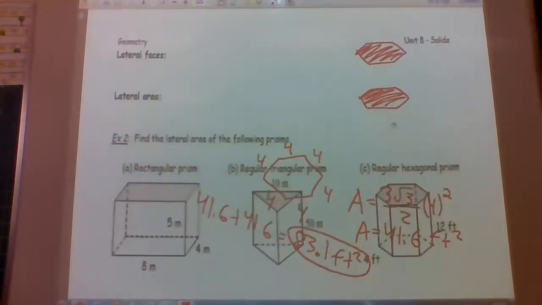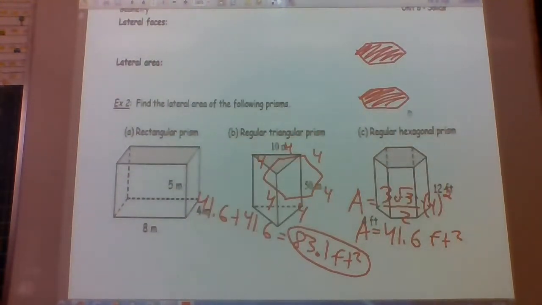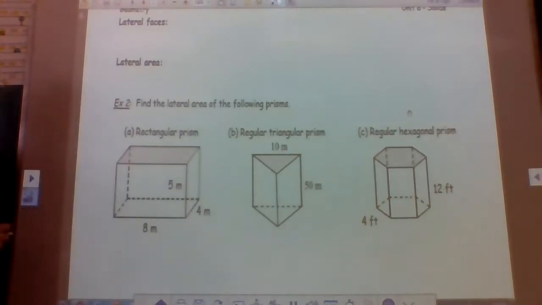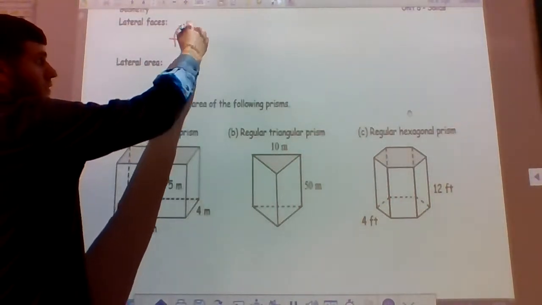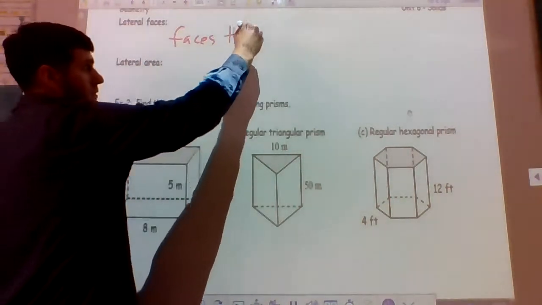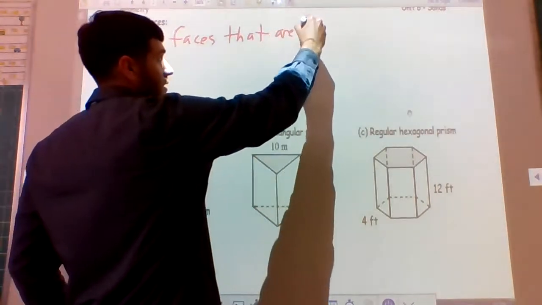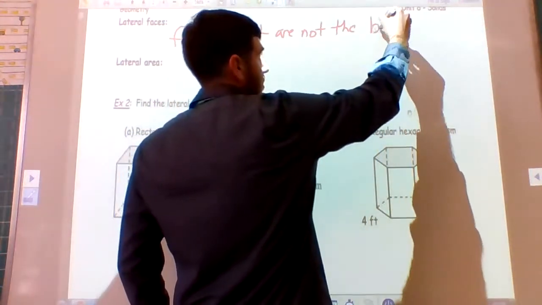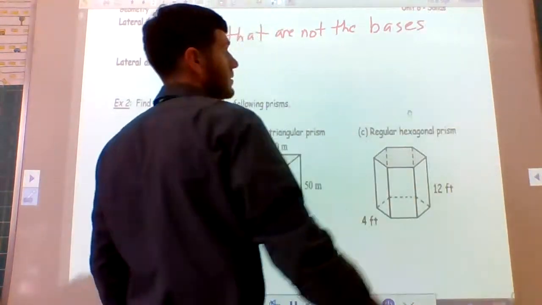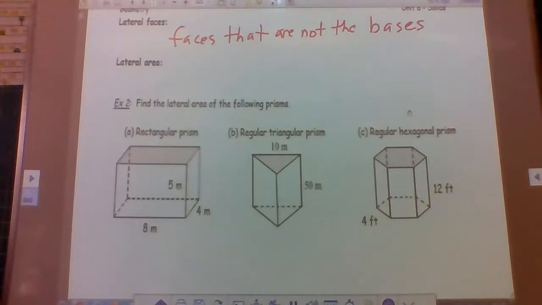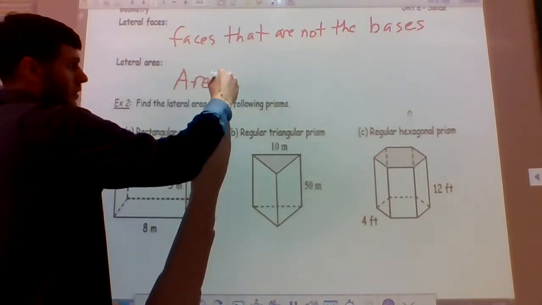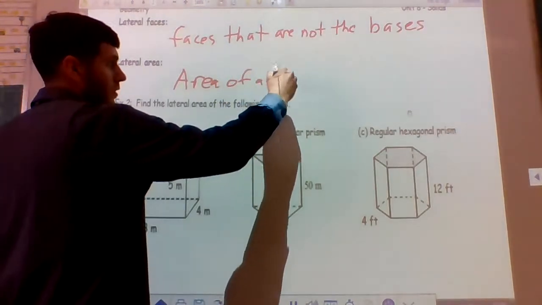Example 2, we're going to find the lateral area. So the lateral area, each prism has 2 bases. The lateral faces are the faces that are not the bases. The lateral area is the area of all the lateral faces.